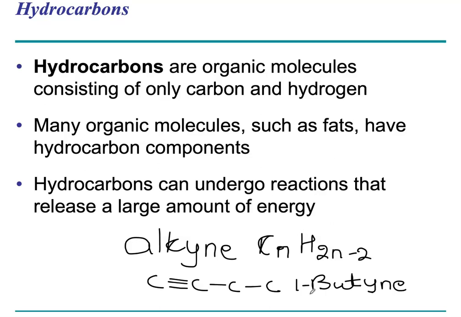Another class of hydrocarbons are cyclohydrocarbons, where it forms a ring. If it forms a ring, then it has the same generic formula as the alkene. And so if you had a hexane, hexane would be C6H14, because it's 2n plus 2. But if it was a cyclohexane, then it would be C6H12.